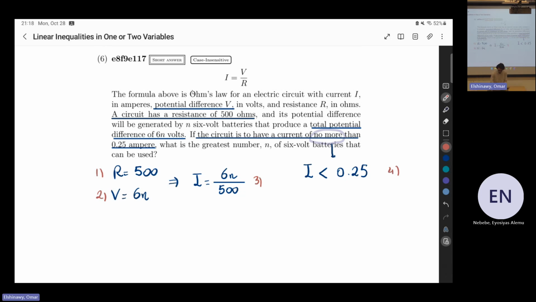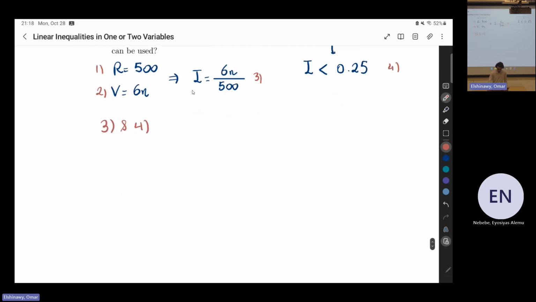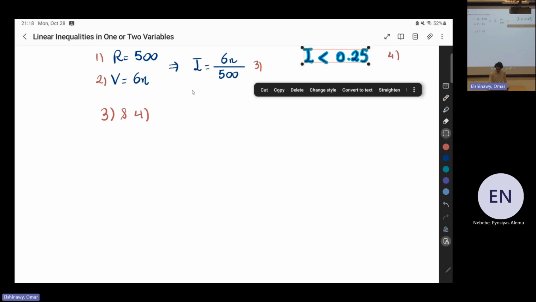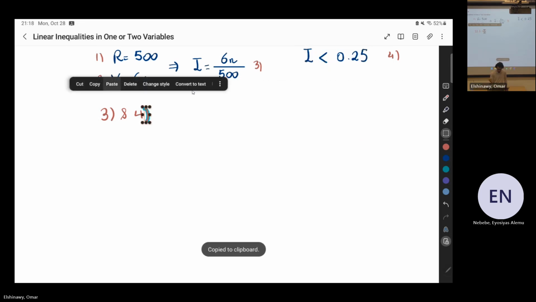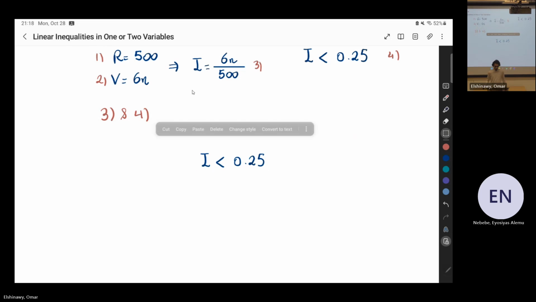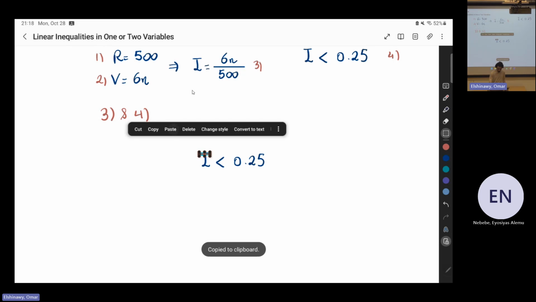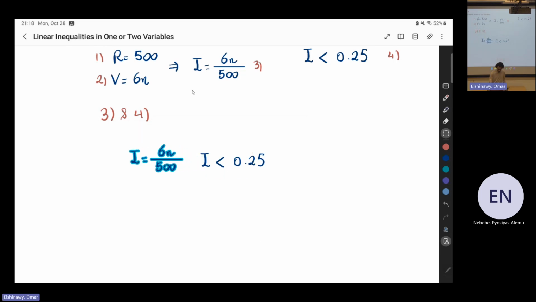So what you would do here is you would combine 3 and 4. Here's what I mean by this. So I is less than 0.25 on one hand. On the other hand, I is equal to 6n divided by 500. Big N is 20. Not sure, I'm not a calculator.